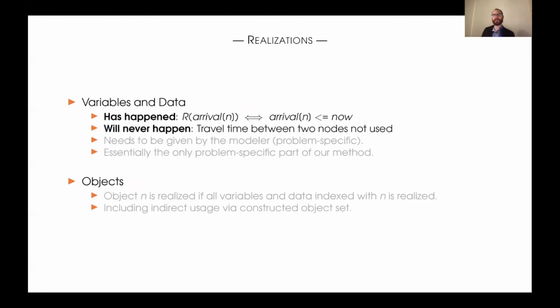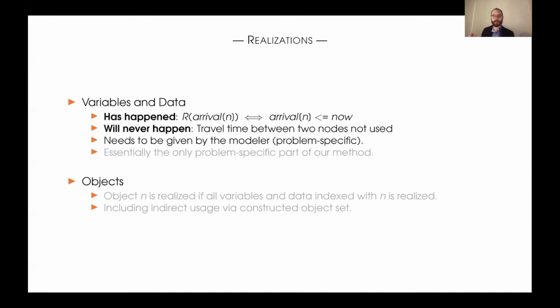Another definition is that it will never happen, right? The travel time between two nodes that will never be used, for instance. If for one of the nodes we already know the successor, and for the other node we already know the predecessor, we will never travel between these two nodes, so we can throw away that travel distance. Now, here is the little problem-specific part that is left that we couldn't get rid of.